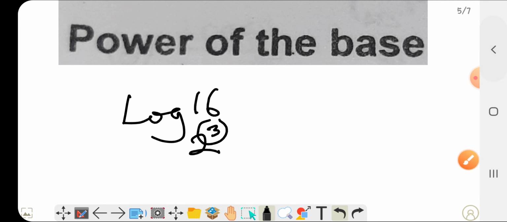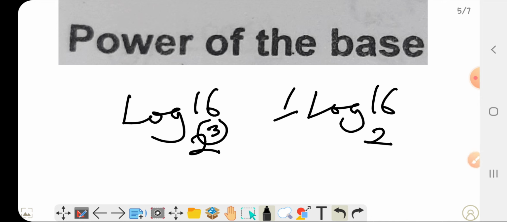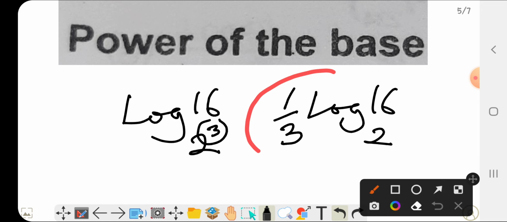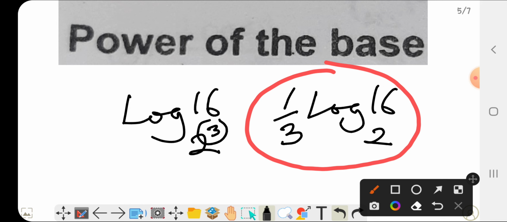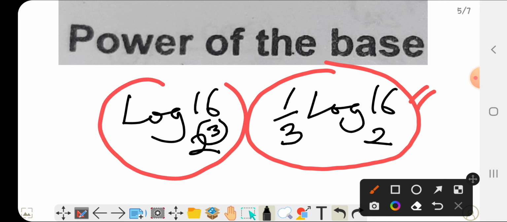Yes, so we'll now write it this way: log 16 base 2, then we'll have 1 over 3 on this side of the logarithmic expression, because the power is going to invert when it comes there. And we can now solve this one exactly how we solved the previous example. You can solve it directly this way, or you could leave it this way and solve. So that's it.